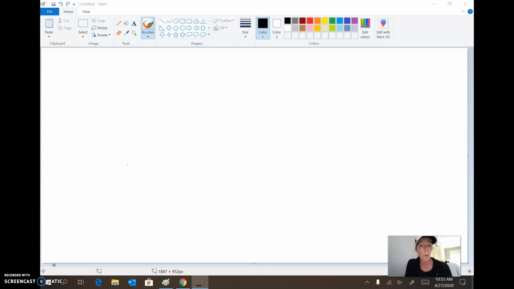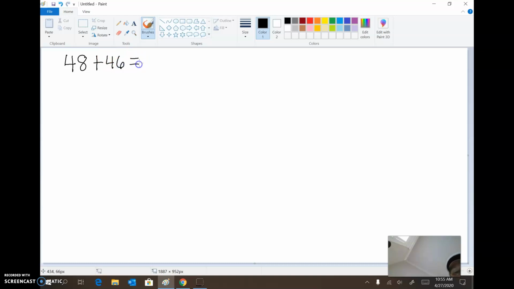Pretend you have your slate and your marker, or just get a piece of paper and a pencil so you can write the number models with me. Here we go. The first one today is 48 plus 46. So to make a ballpark estimate, you're going to think, what's 48 closest to? 50. What's 46 closest to? 50. So your ballpark estimate would be 50 plus 50 equals 100.